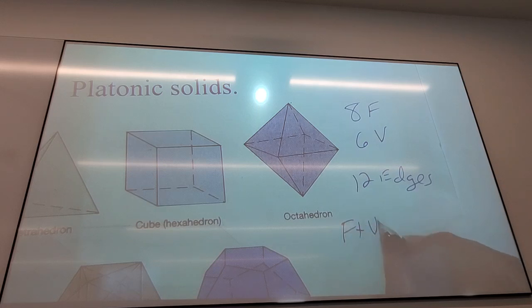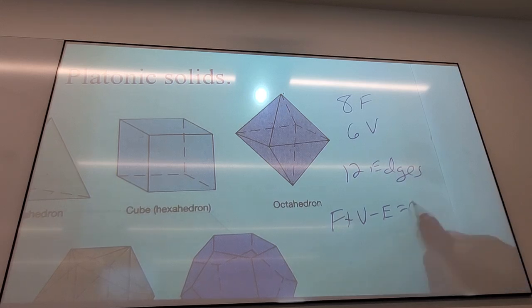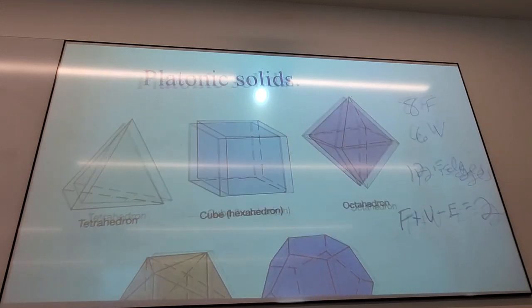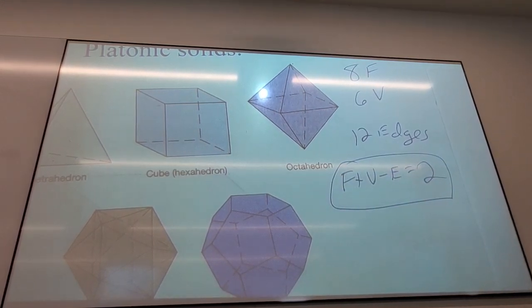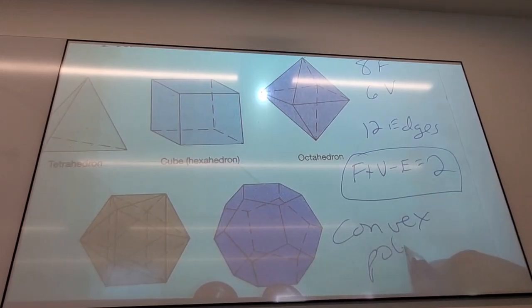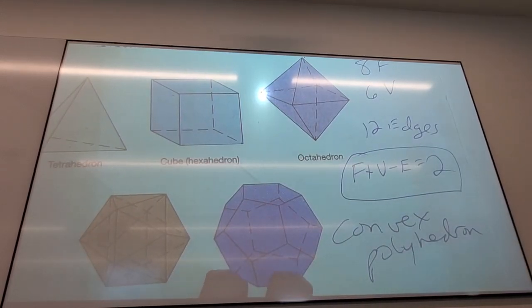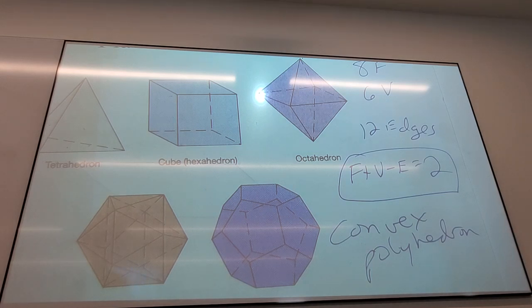What is F plus V minus E? It's 2. It's always 2 for the Platonic solids. And it's also true for any convex polyhedron. This little formula, I would give to you. I'm not going to make you memorize this formula. It's just a neat little side note about how these things are constructed.